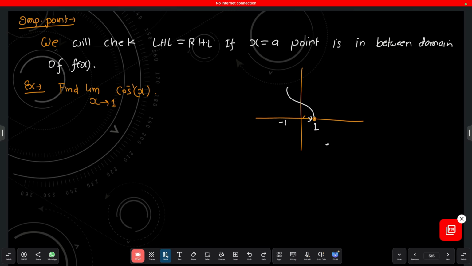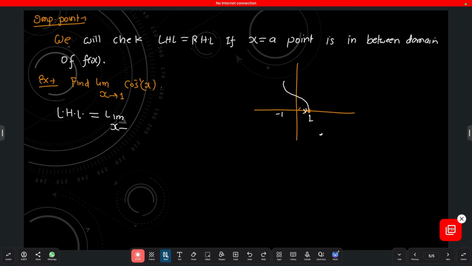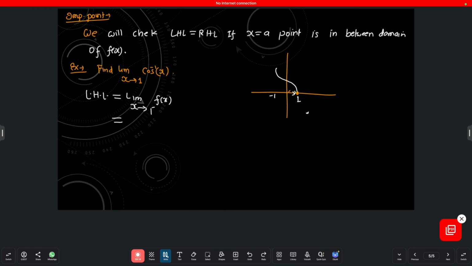So first of all I will check the left hand limit. How to write the left hand limit? Limit x approaches 1 minus of f(x). If I remove this x, I want to introduce h. Then limit h tending to 0, I can write f of 1 minus h. Correct, no? 1 minus h.